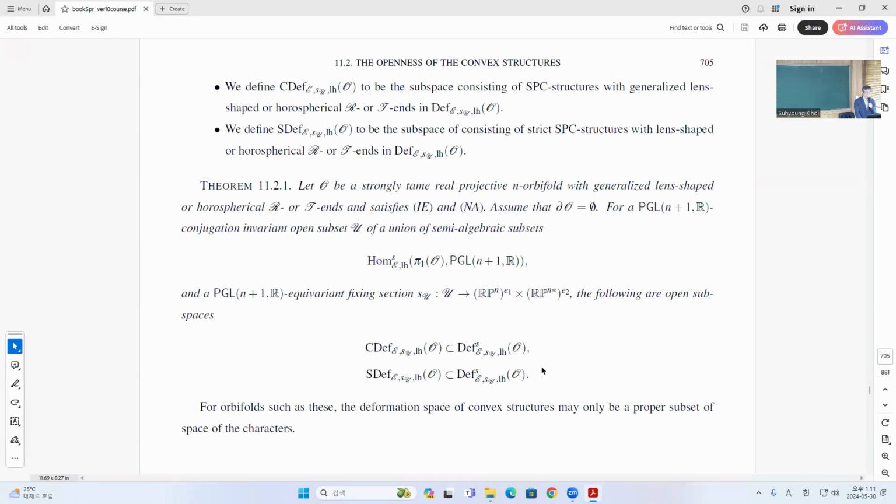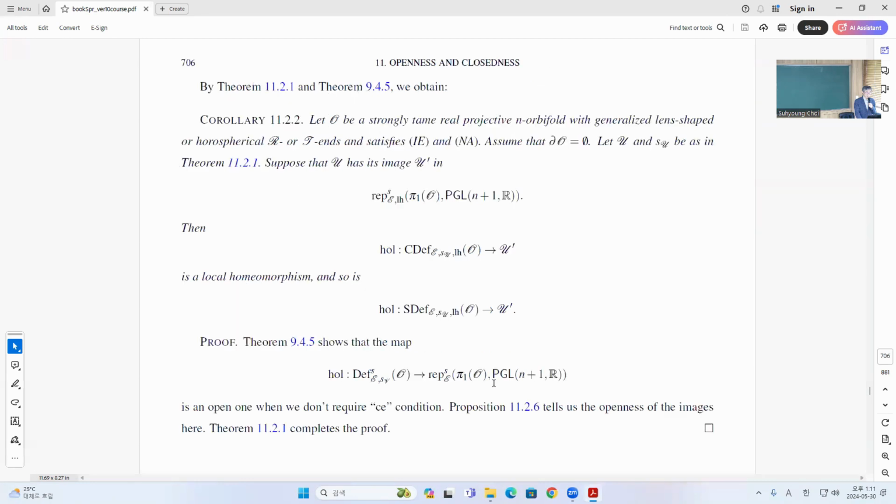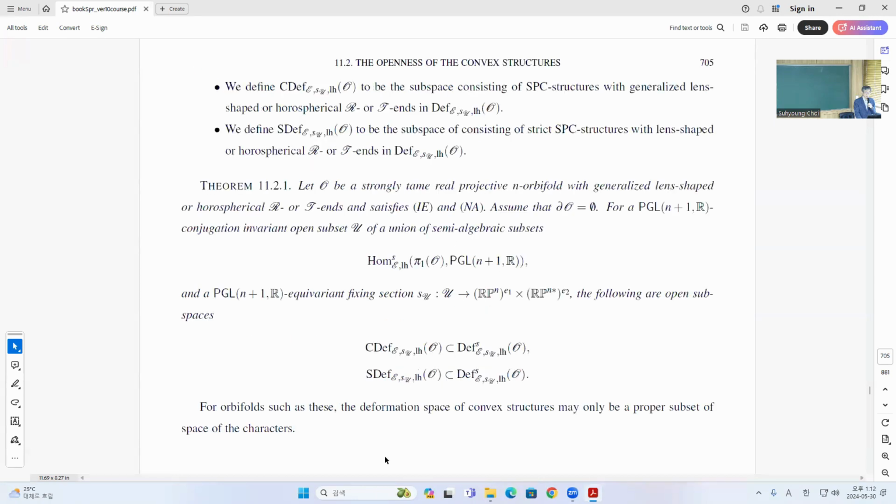Okay, so it could only be just the subspace, a proper subspace. And so the corollary is that U has the image here, then in those cases, these will have a local homeomorphism to these spaces. Okay, that's because we know that these are open local homeomorphisms, so it's just a restriction of these open sets. Okay.